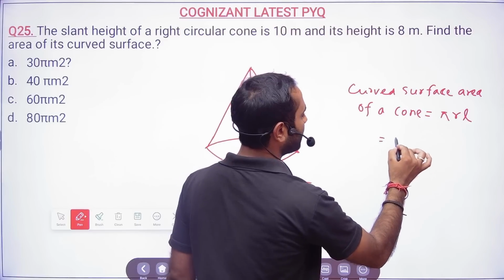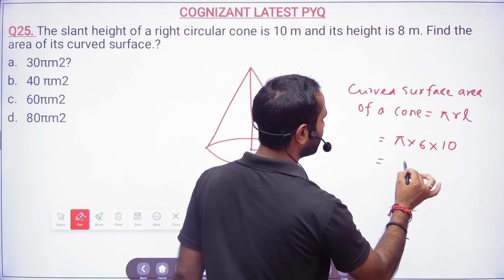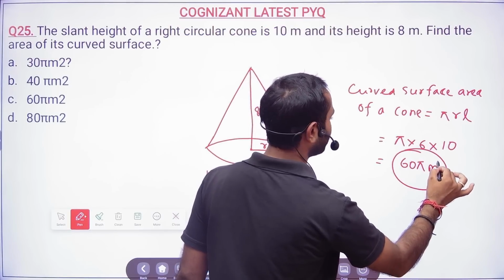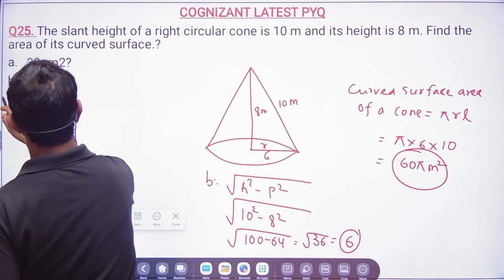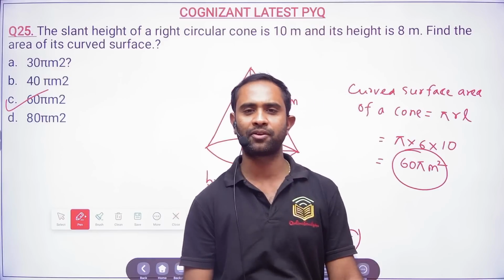Now pi into R, which is 6, and L is 10. So this will be nothing but 60 pi, right? It's in meter, so meter square area. So 60 pi meter square. Option C will become the correct answer for this particular problem.